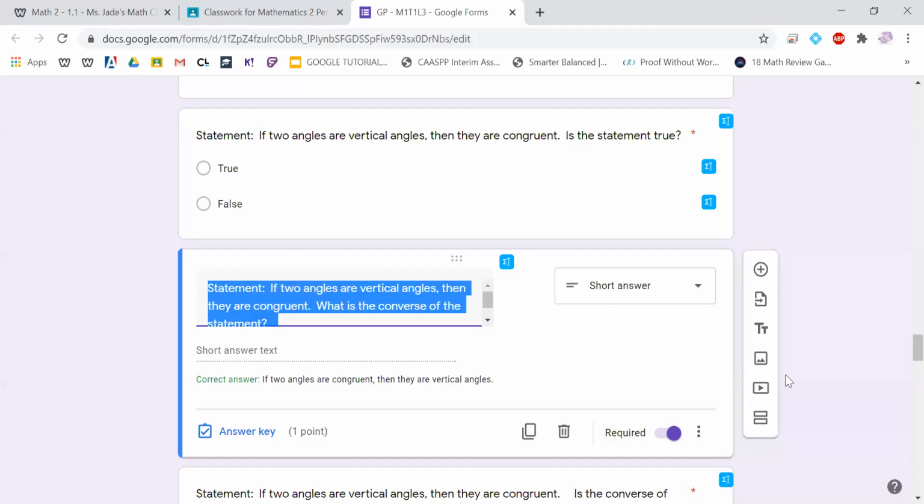All right. So we are recording again. So what just happened? My iPad crashed. So I'm sharing with you the answer key instead. So we were on this question. If two angles are vertical angles, then they are congruent. What is the converse of this statement?